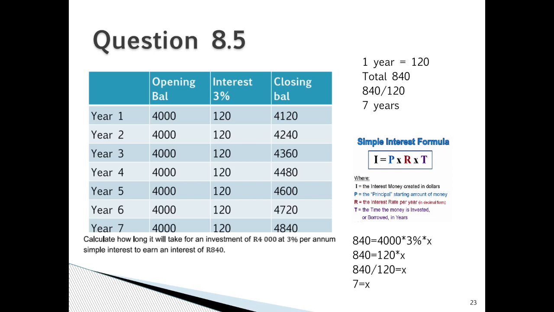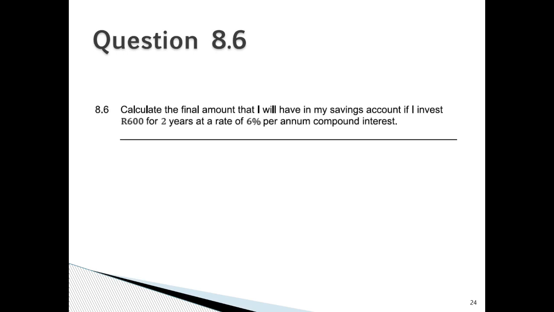Or you could say 840 is equal to 4,000 times 3% times x. 840 is equal to 120 times x. 840 divided by 120, and you can solve for x, where x is equal to 7 years. You could also do it in the form of a table. In year 1, your opening balance was 4,000, your interest is 3% which is 120, therefore your closing balance is 4,120. In order to see how long it will take the investment of 4,000 to earn simple interest of 840, you can just keep adding the interest until you get to the end of year 7, where it will equal 840.